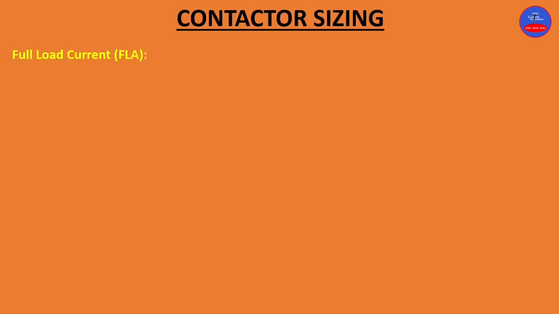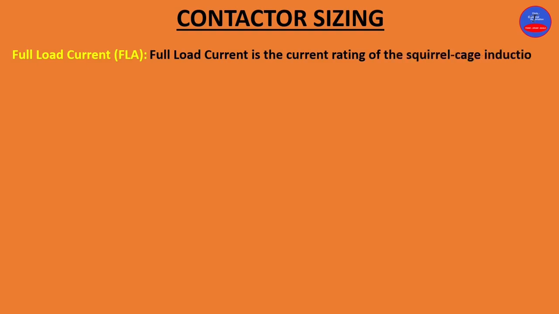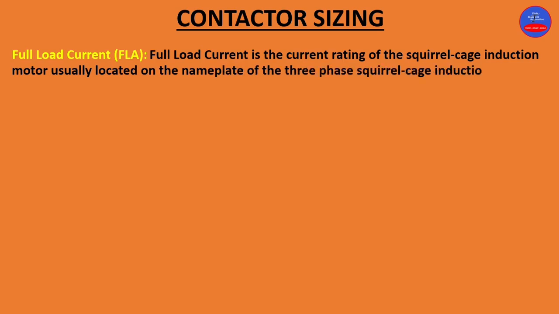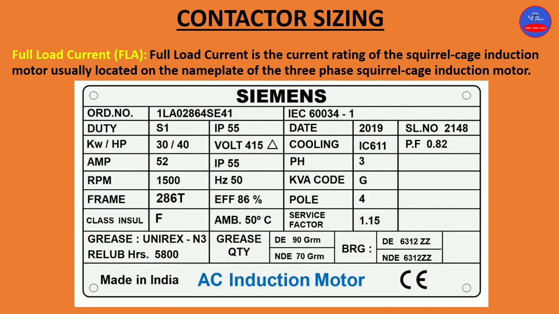Before we size the contactor, there are certain parameters you need to consider. One is full load current, or FLA. Full load current is the current rating of the squirrel cage induction motor, usually located on the nameplate of the 3-phase squirrel cage induction motor. Okay? Now, this is the nameplate of the 3-phase squirrel cage induction motor.